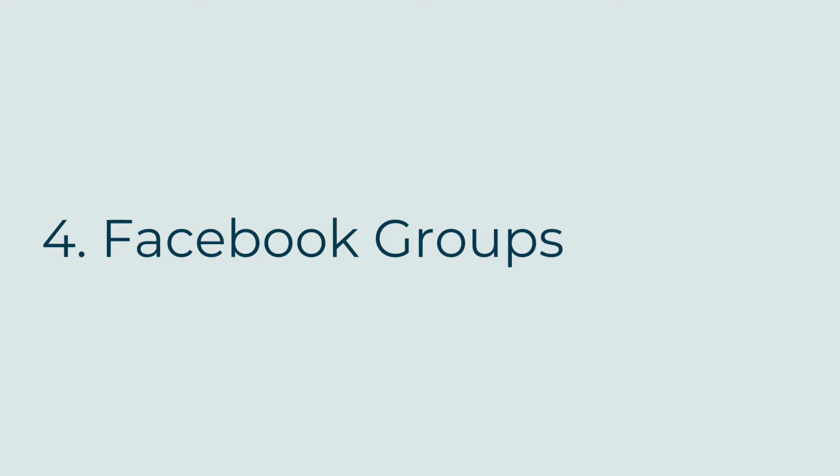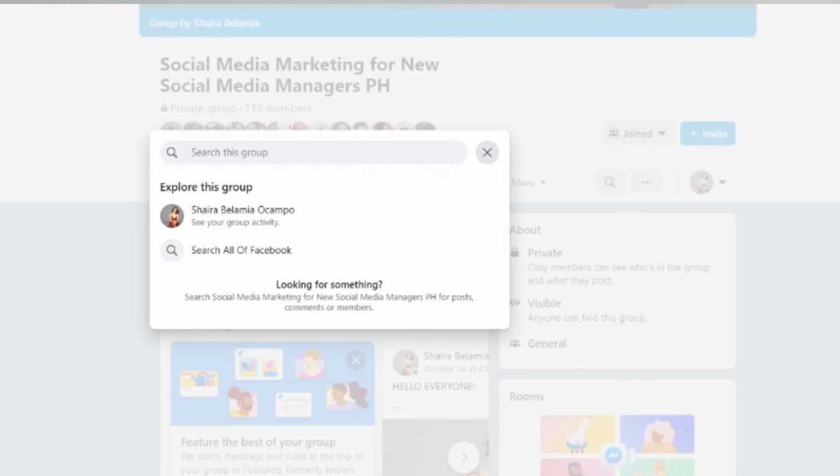Another place for you to find content ideas, if you have a Facebook group or if you have been part of Facebook groups, is the search bar. You can type a specific keyword on the search bar, so you will know the conversations or discussions that have been going on in that specific Facebook group where your target audience or ideal client hangs out.